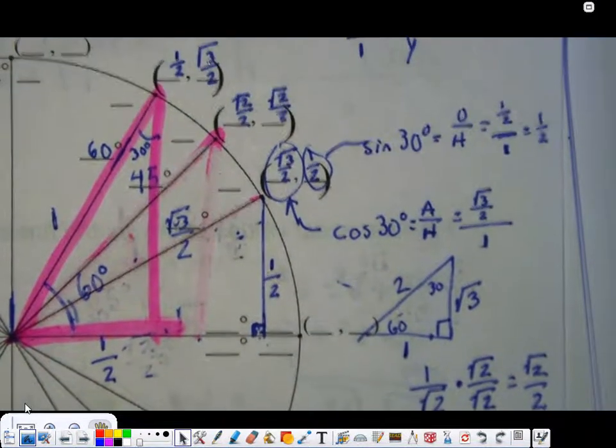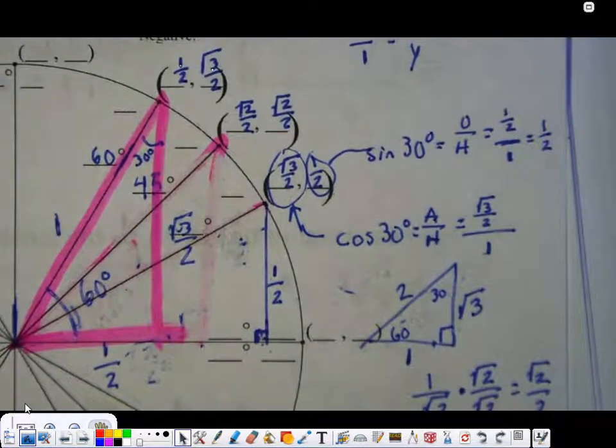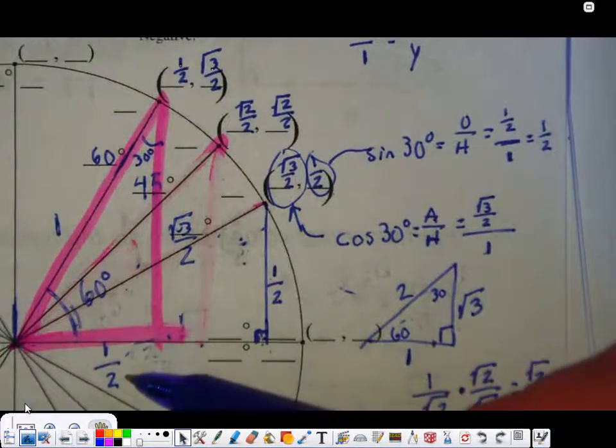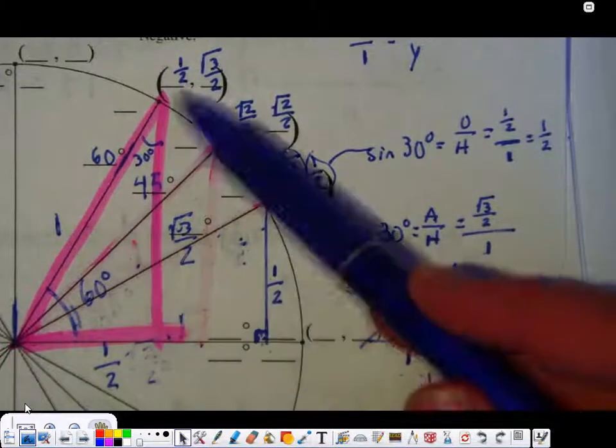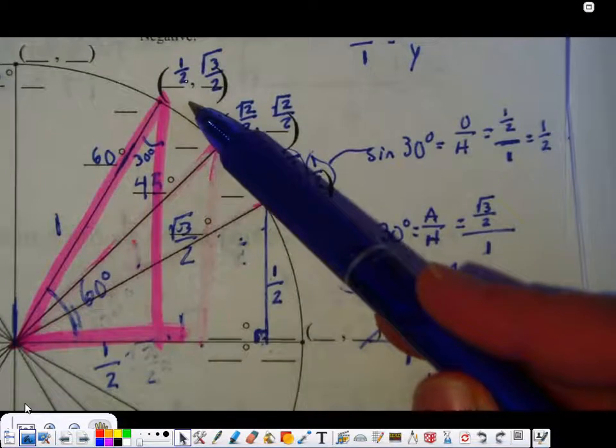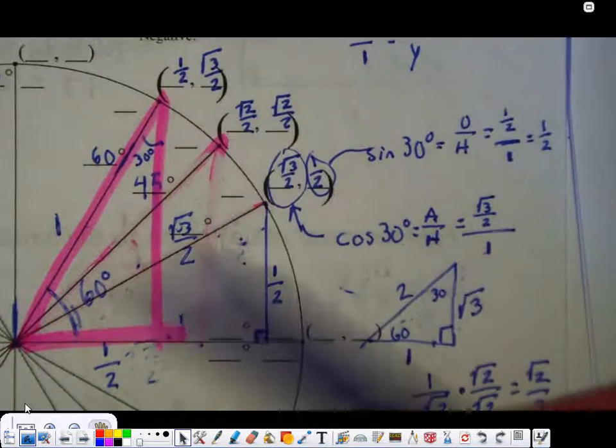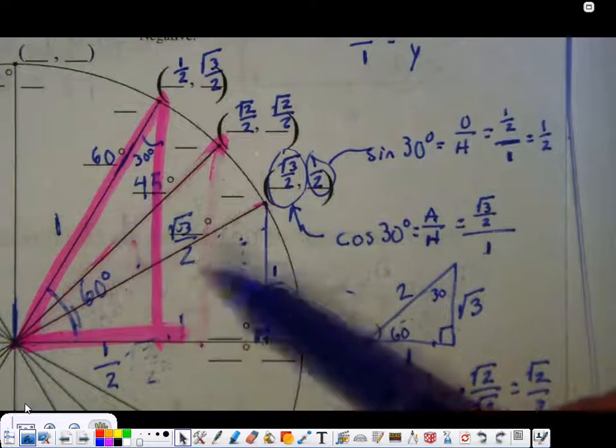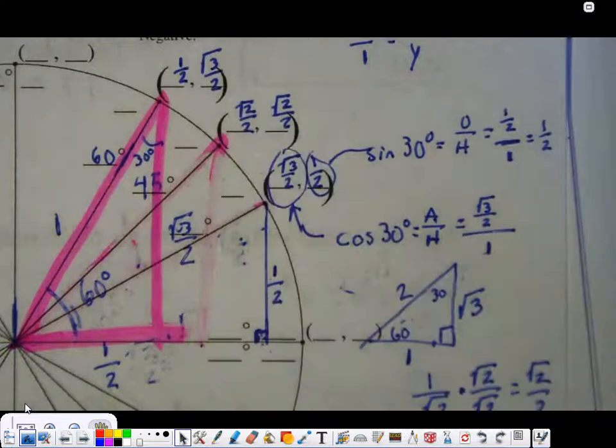This is also giving me the sine and cosine. The cosine of 60 would be adjacent over hypotenuse, so a half over 1, so just the x-coordinate. The sine of 60 would be opposite over hypotenuse, so square root of 3 over 2, so that's just the y-coordinate. So once we learn all the patterns all the way through, it's just a fast way to know the cosine and the sine for a lot of different values. Okay, so what I'm going to do is I'm going to fill in on a blank one for you.